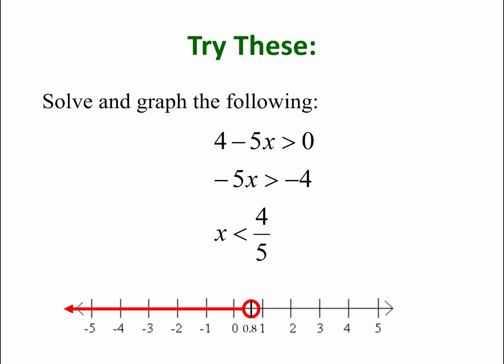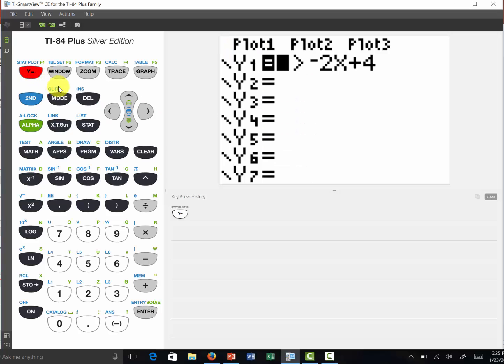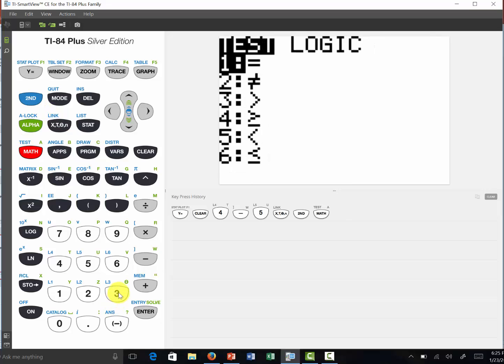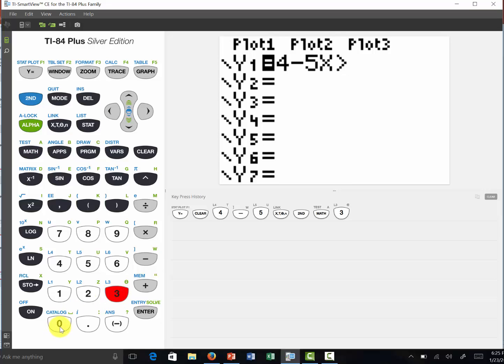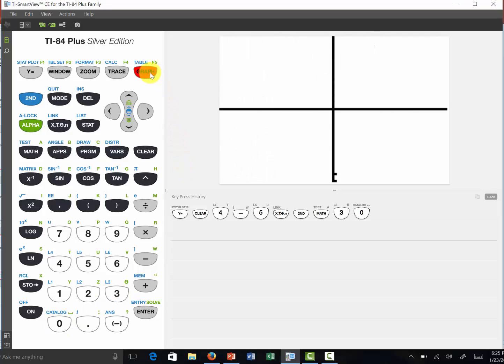Using our graphing calculator, go to our y equals, we clear out our previous example, type in 4 minus 5x is greater than, which is number 3, 0. Hit graph, and here we see it's close to a positive 1, but it's a little bit less, so this would be at 0.8. All values less than 0.8 are returning a value of 1.